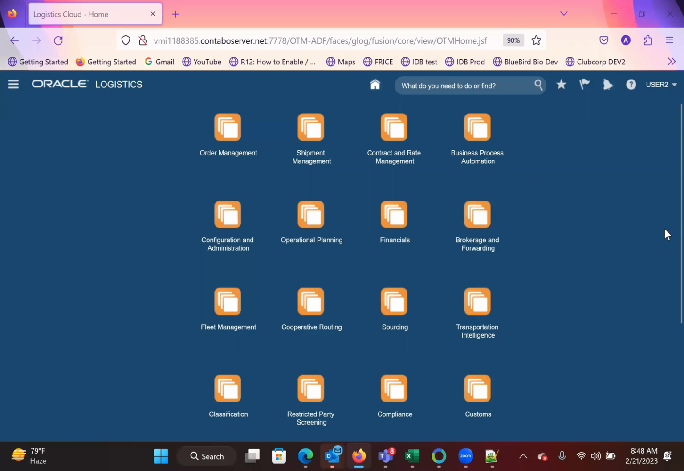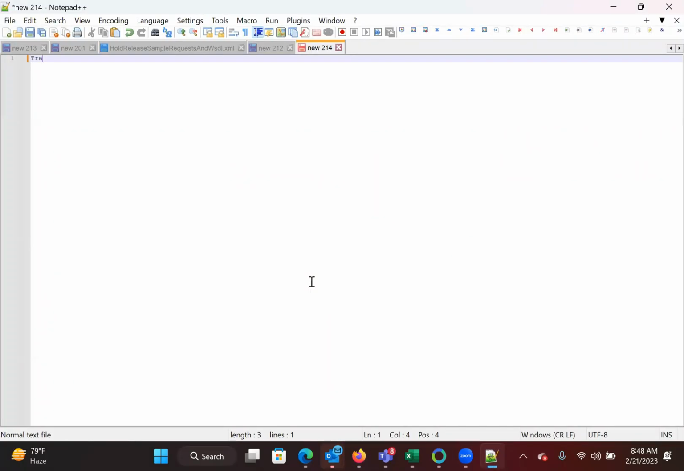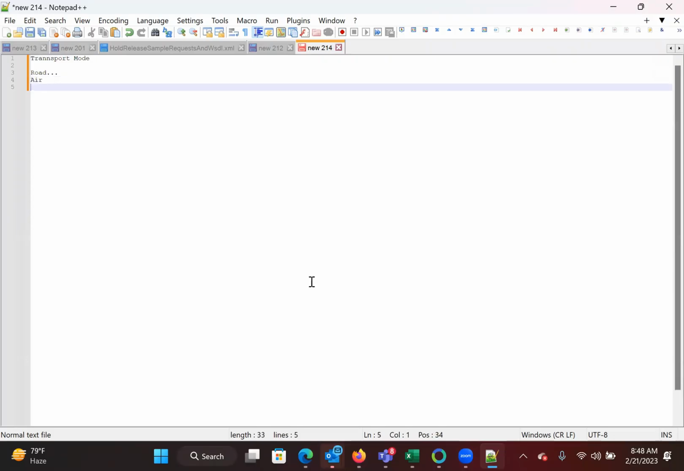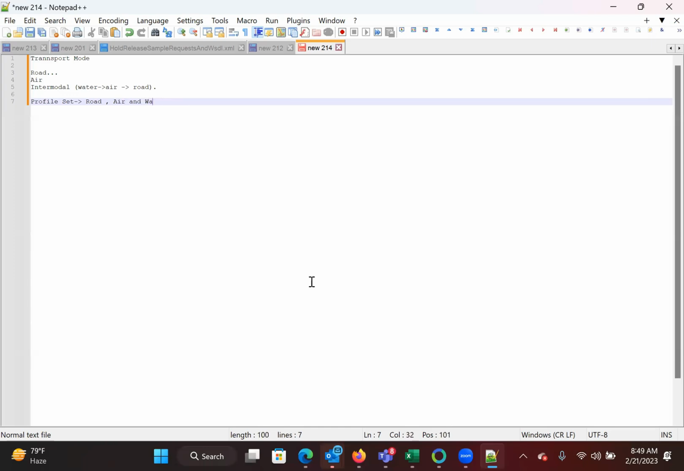So what we are going to do in our session is, we want to go for 3 types of transport mode, okay? One transport mode is road. One transport mode is air. One transport mode is intermodal. Go by both air and road, or maybe ocean. I don't know what kind of shipment you are going to plan. That's why I'm making a blanket intermodal. So when I'm handling these 3 types of transport mode, your equipment can be classified majorly into 3 categories. So your equipment group profile sets will be road equipment group profile set, air equipment group profile set, and road, air, and intermodal equipment group profile set.